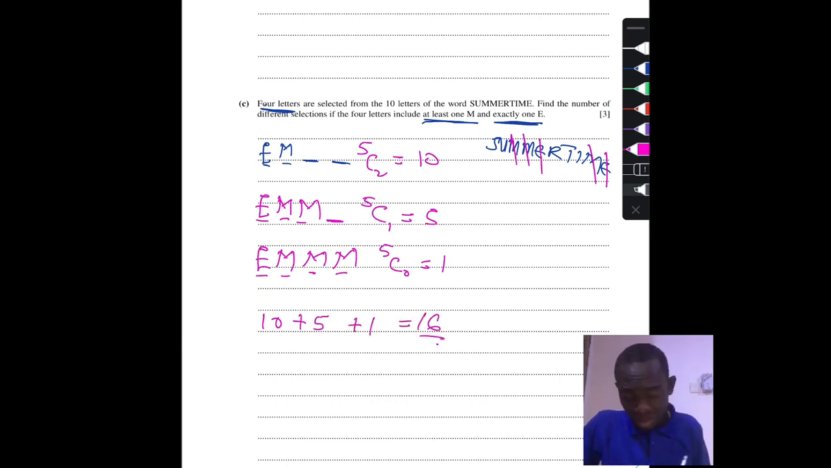Now, some of you wouldn't do the last one. That's the 5 combination 0. You wouldn't do it. But you must do it. Okay? Because that's also a selection. You can have 1 E and 3 M's. So you will actually write 15 and you'll be wrong for that. So you have to do the last one, okay? So that your answer is 16.